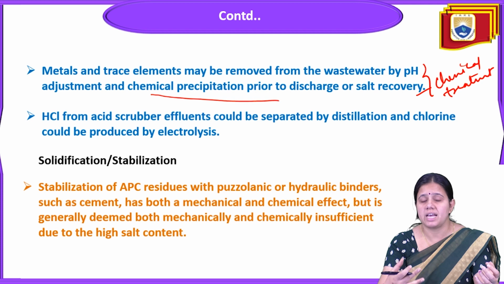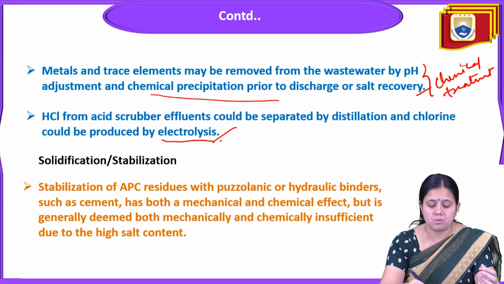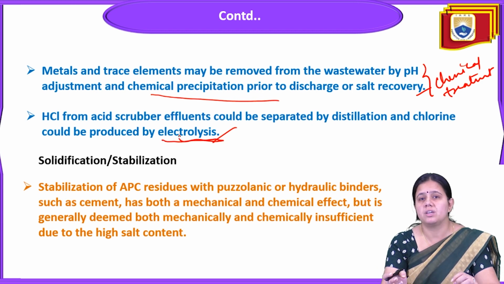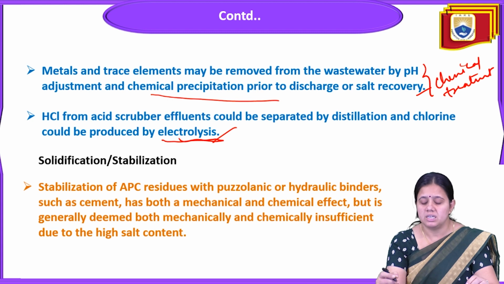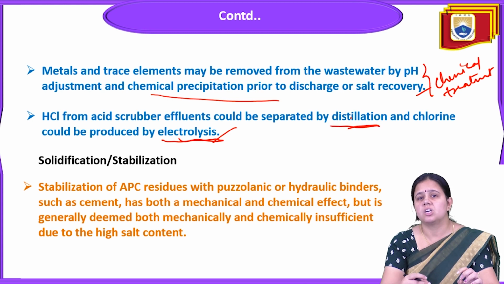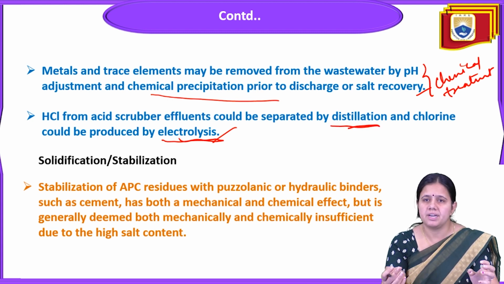And HCl from acid scrubber effluent could be separated by distillation, and chlorine could be produced by electrolysis. So by the process of electrolysis, chlorine will be produced, and the hydrochloric acid from the acid scrubber effluent could be separated by the distillation unit, and then chlorine will be produced by the process of electrolysis.